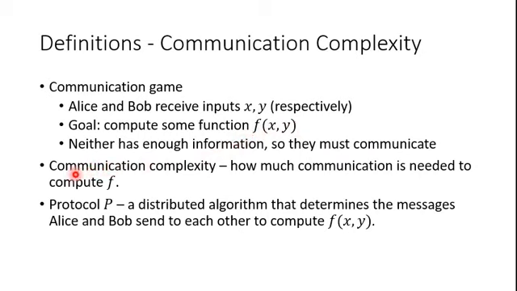And then we are interested in the communication complexity, which is how much communication, for example, how many bits, needs to be transferred in order to compute f. And then we have protocol P, which is just a distributed algorithm that determines the messages that Alice and Bob send to each other in order to compute f of x, y.